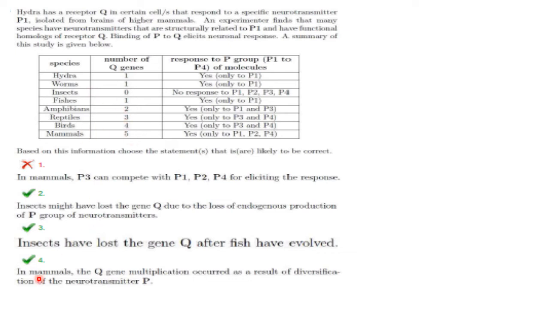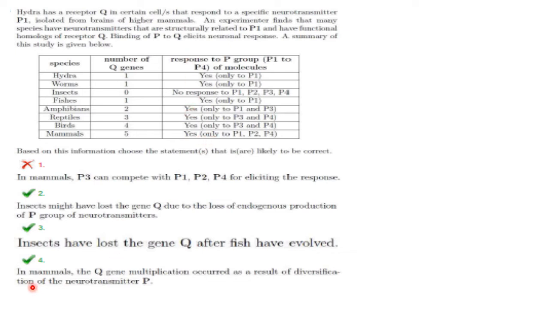Then, next one. In mammals, the Q gene multiplication occurred as a result of diversification of the neurotransmitter P. Yes, that possibility cannot be eliminated, and it is true also because there is the presence of P group of molecules in other animals lower to mammals. So other animals are having P1, P3, P4 in them. So when mammals evolved from other lower animals, they also carried the P1, P2, P4 response gene.